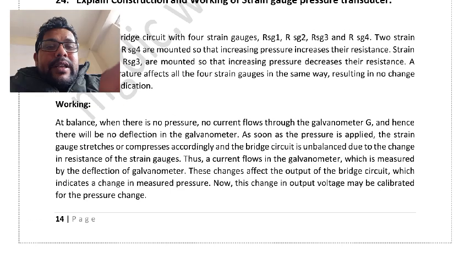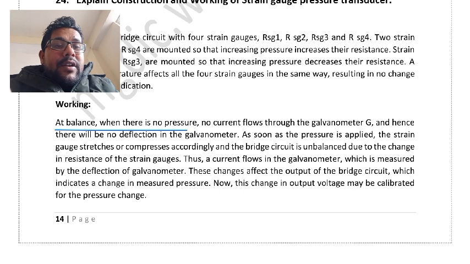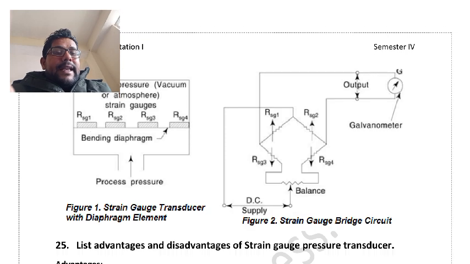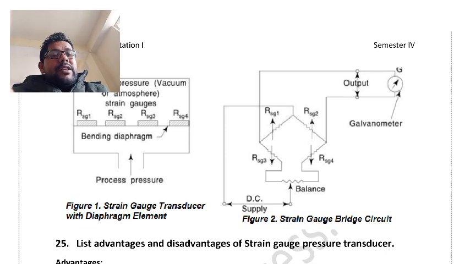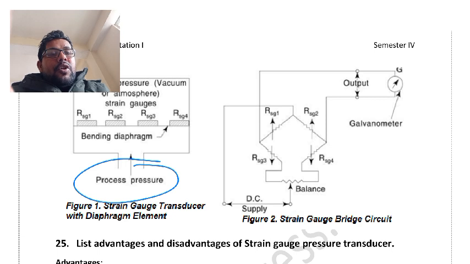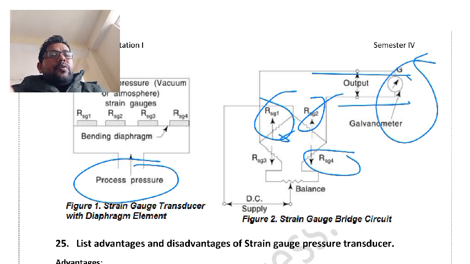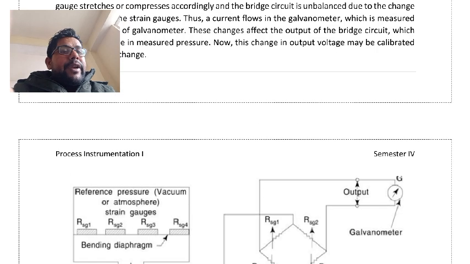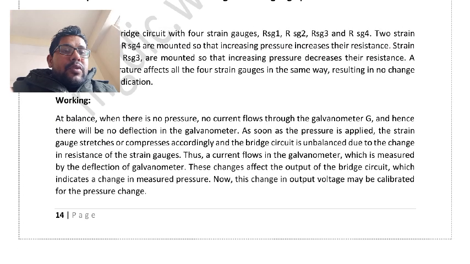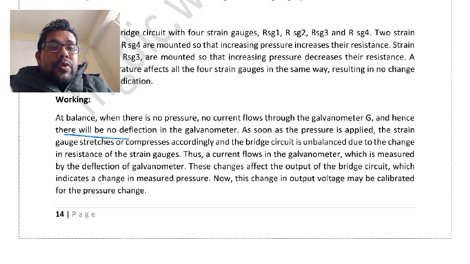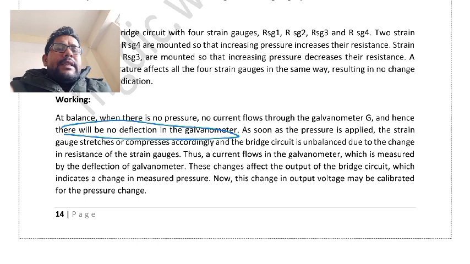At the balanced condition, there is no pressure. Suppose initially the bridge is in place but no pressure is applied anywhere. So no current will flow, and the galvanometer will show a reading of 0, because at no pressure no current flows through the galvanometer. Hence there will be no deflection. When there is no current, no deflection is shown.